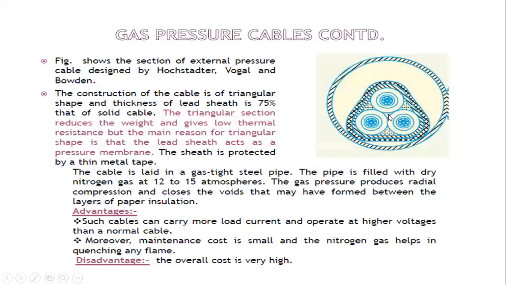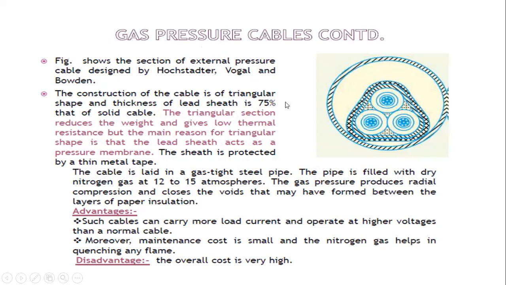This is the gas pressure cable, and this is the constructional diagram for the gas pressure cable. This is the gas tube, and this tube consists of gas. The figure shows the section of an external pressure cable. This pressure cable was designed by Hochstadter, Vogel and Bowden. These are the scientists' names; they designed these gas pressure cables.